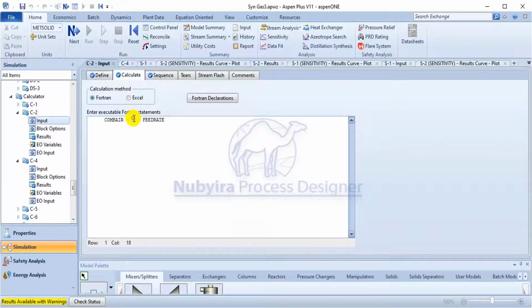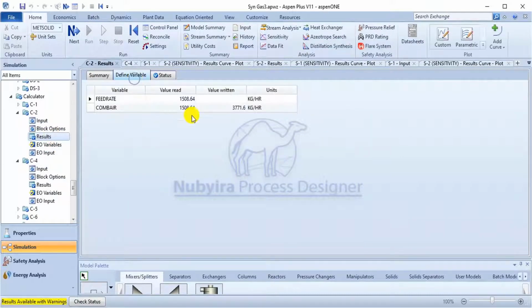So now we do the second one. We have 2.5, 2.5. So I will change the one to the second one. So checking the results, we have 3,771.6. So let me write that one down. That'll be the second range. Okay.